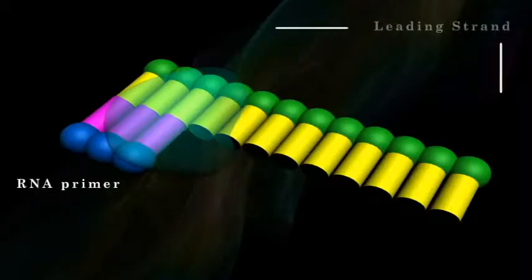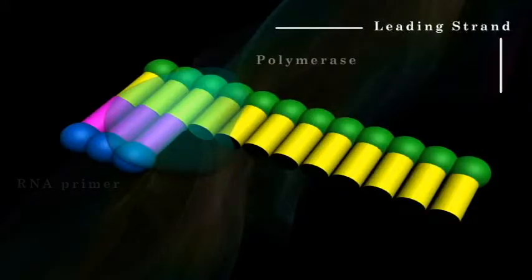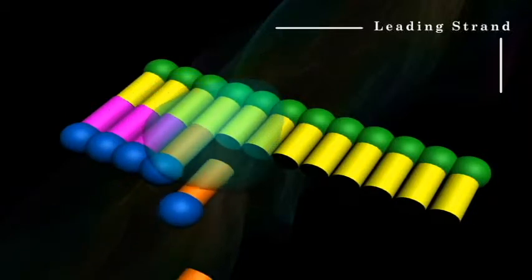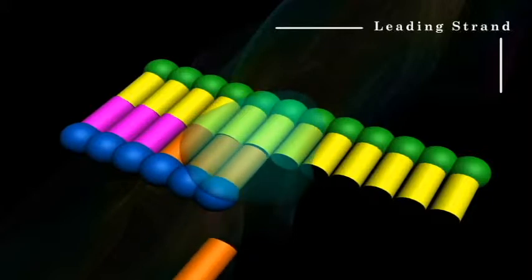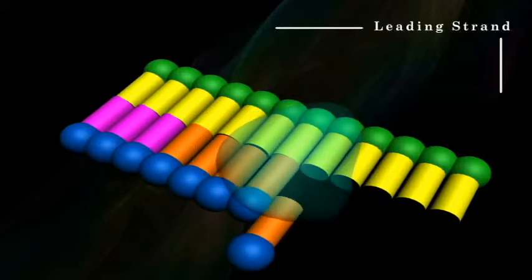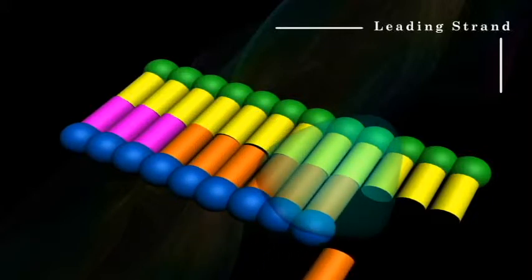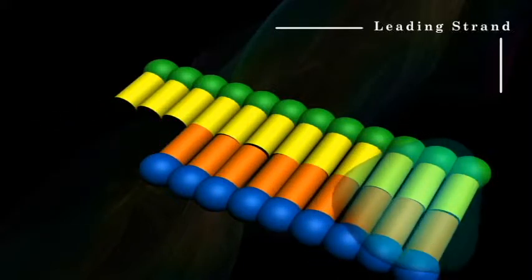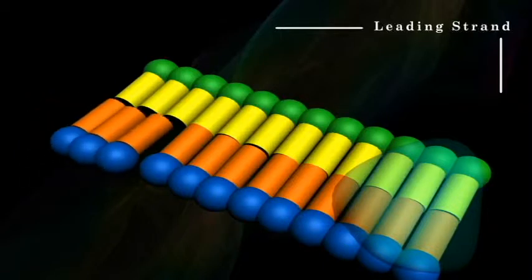In this process, RNA primer, the pink thing, is used as the starting point. As another enzyme, polymerase, goes along the leading strand, free nucleotides come to form another strand. Finally, polymerase reaches the end. Nucleotides replace the RNA primer and complete the replication of the leading strand.